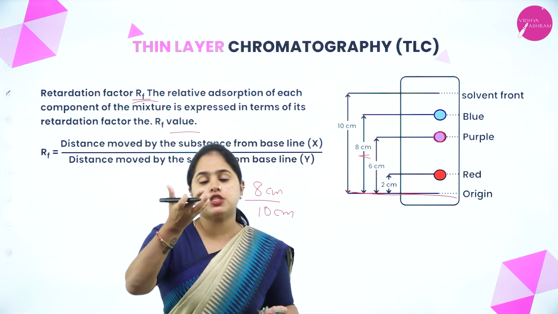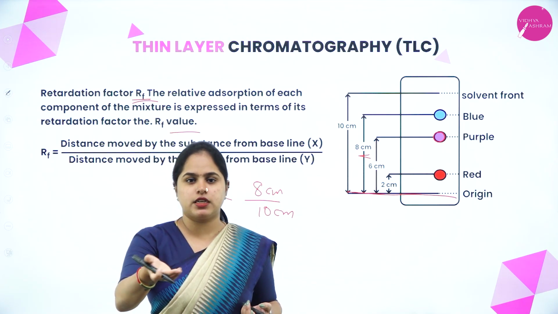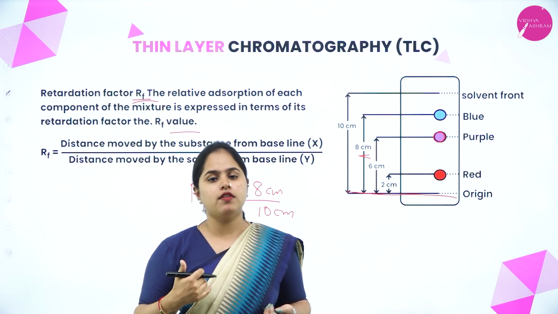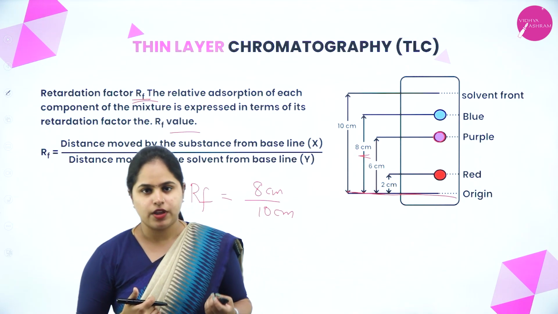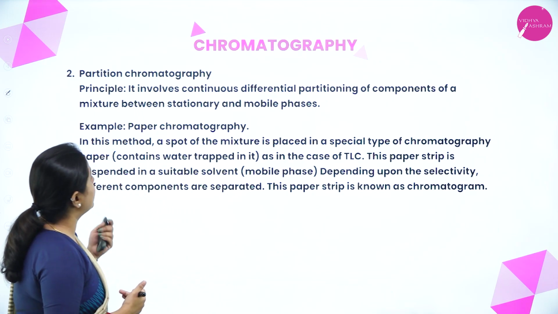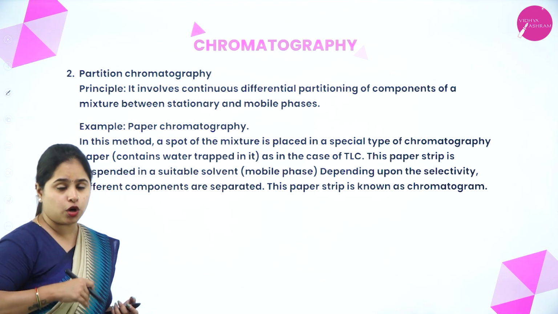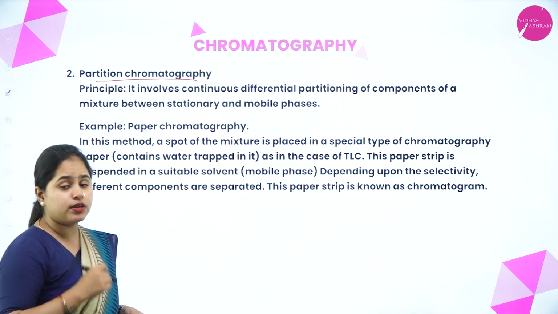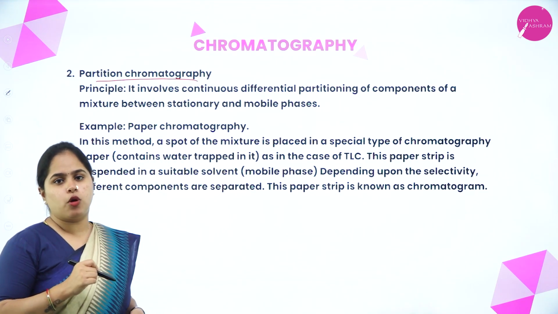So that is how you calculate the retardation factor. For whichever substance you have to calculate the retardation factor, the distance traveled by it divided by the distance traveled by the solvent will give the retardation factor, right? Yes. Now moving on to the next type. The first one was adsorption chromatography. Next one is partition chromatography, in which we have to study paper chromatography.